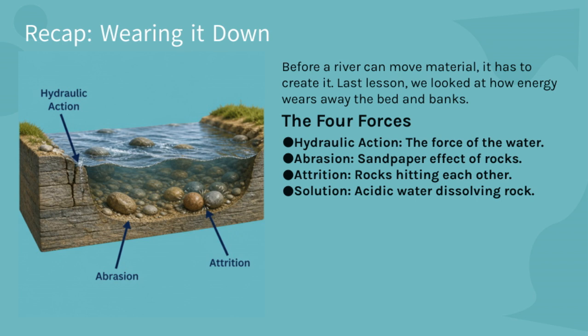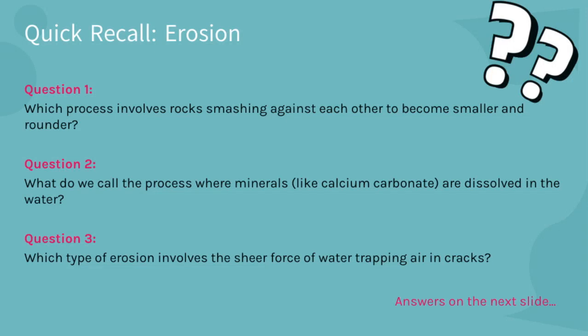This is when rocks carried by the river collide with each other, becoming smaller, smoother, and rounder. The fourth was solution. This is when slightly acidic water dissolves soluble rocks and minerals. These erosion processes create and change the river's load. Once material has been broken away, the river can transport it downstream. So erosion and transportation are closely linked. Erosion produces material. Transportation moves it. Deposition drops it.